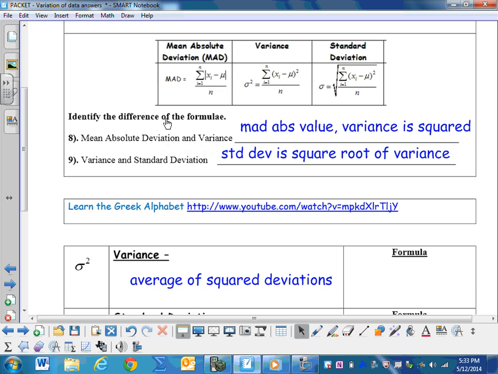So here we have three measures of the variability of data. We can calculate the MAD, the variance, and the standard deviation. The difference between the MAD and the variance is that the MAD uses absolute value while the variance is squared. The variance and the standard deviation are similar, but their difference is that the standard deviation is the square root of the variance.